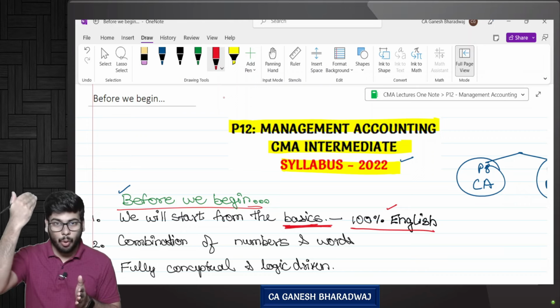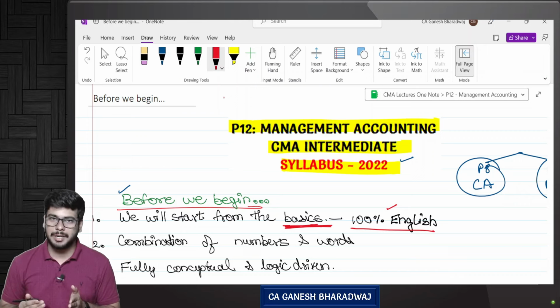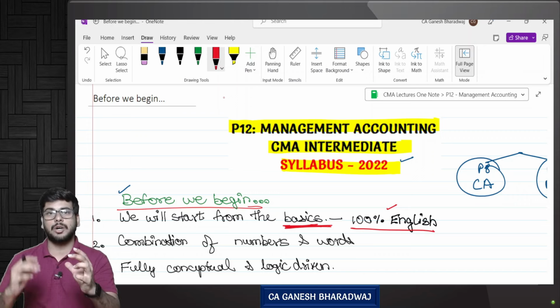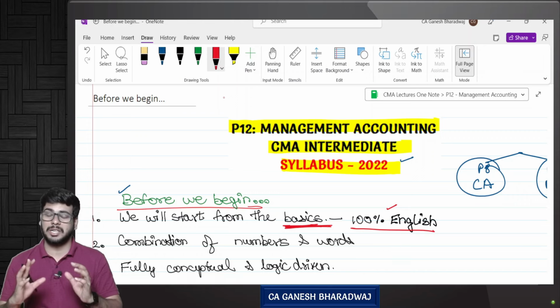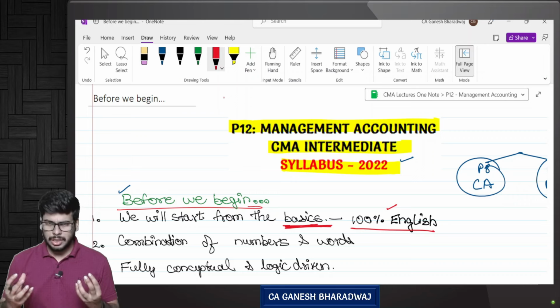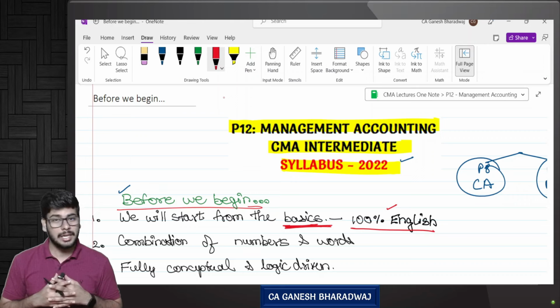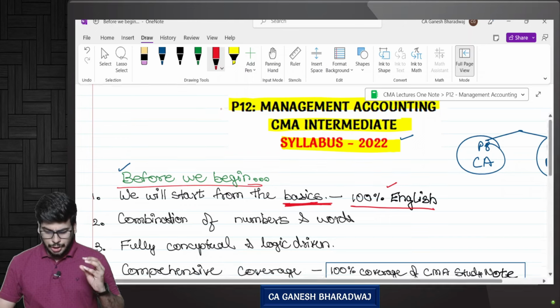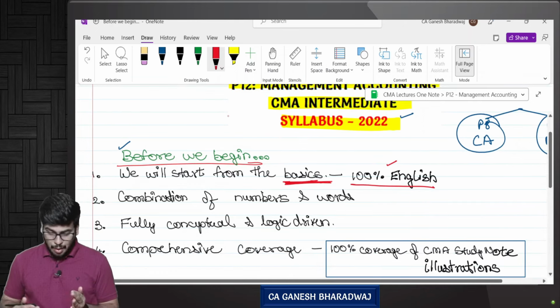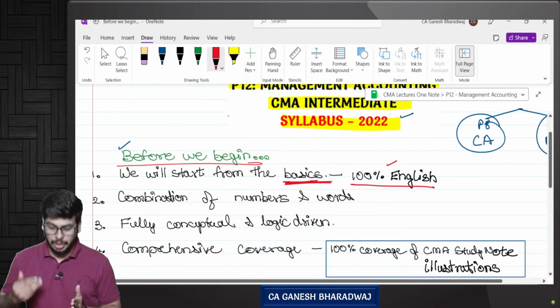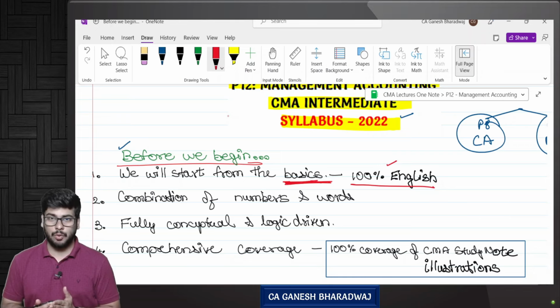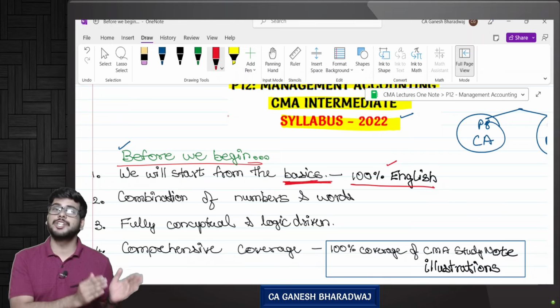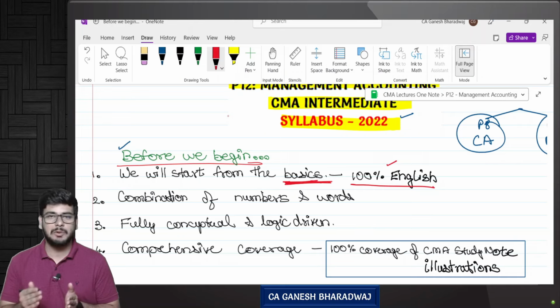In fact, even the old syllabus of CMA intermediate, they had cost and management accounting 50 marks, financial management 50 marks. That's what it was there. So cost accounting and management accounting are slightly interlinked. So, sir, do you mean to say that if I want to watch your lectures on paper 12 management accounting, I need to necessarily finish paper 8 cost accounting and then you only come?